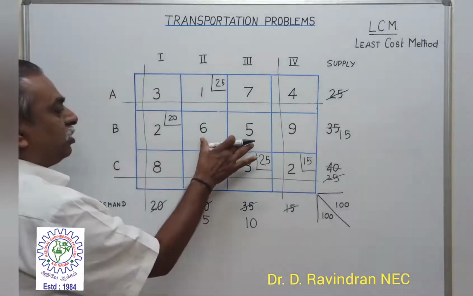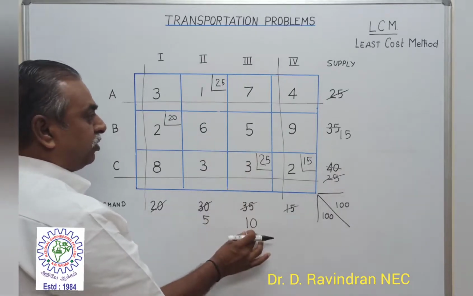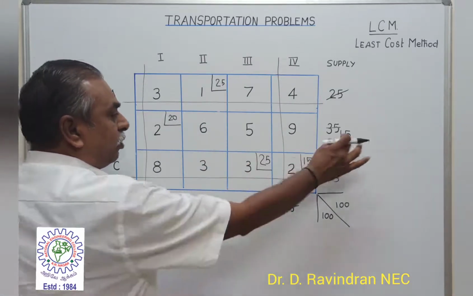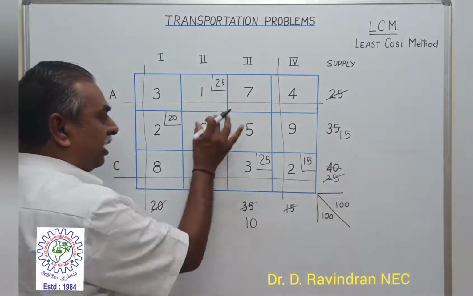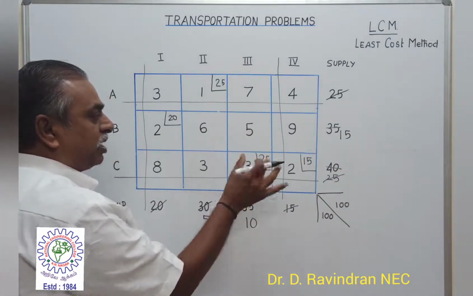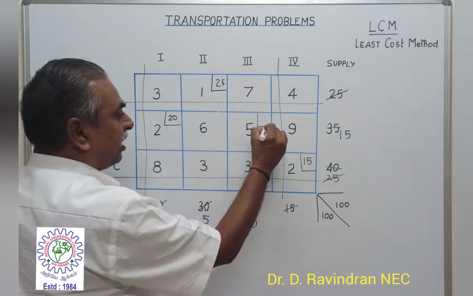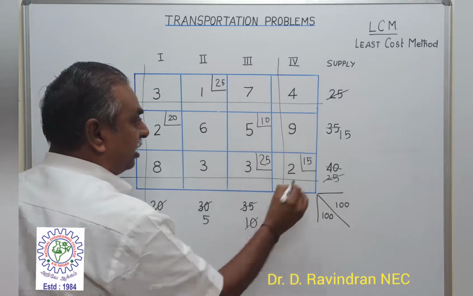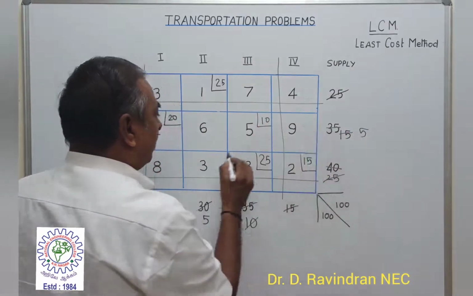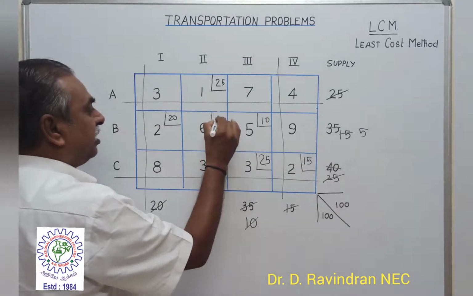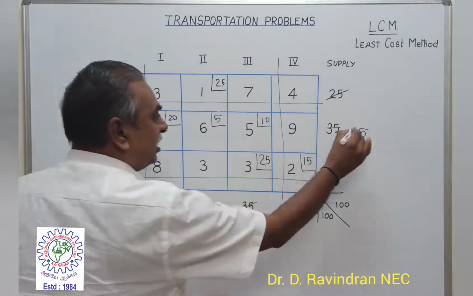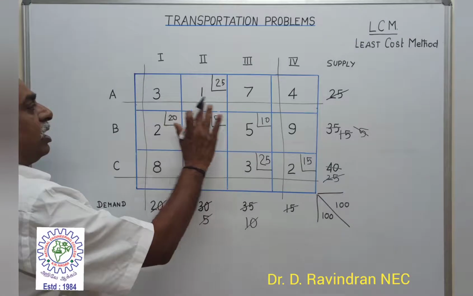Now we are left with only 2 cells. Here 10 units, here 5 units, totally 15 units are there. So we have to allocate only in these 2 cells. Here we can allocate 10 units, then the remaining 5 units will be allocated here. Now this 5 and this 5 will get cancelled. So now the allocation is over.